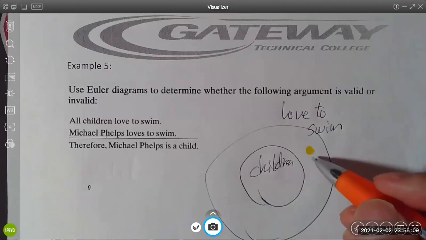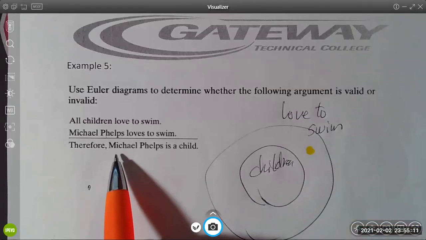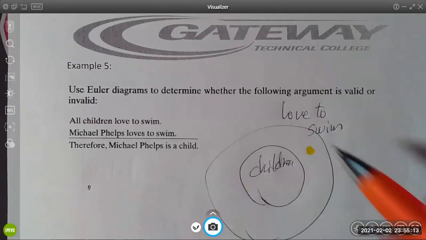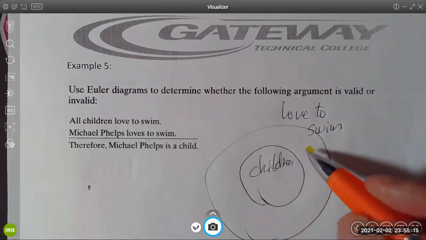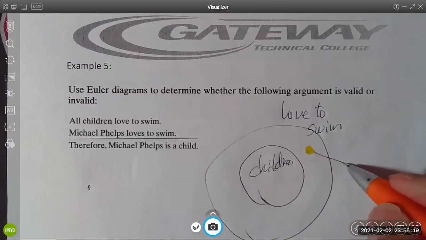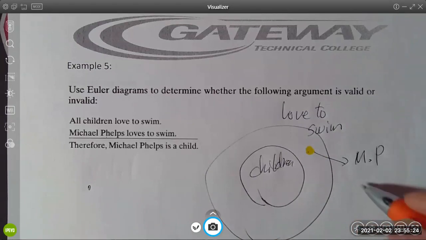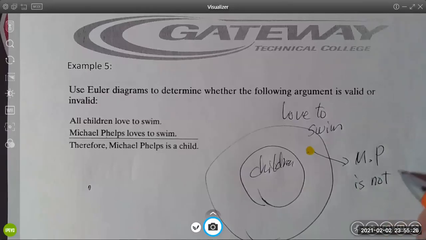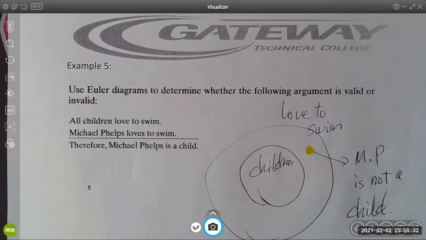According to the way I draw it, now the conclusion is about Michael Phelps and the child. It's about this dot and child. In this case, this dot is outside child circle, right? The conclusion from here is that Michael Phelps is not a child because it's not in the child circle. That's one way to draw that.